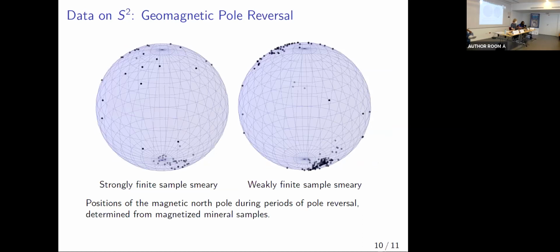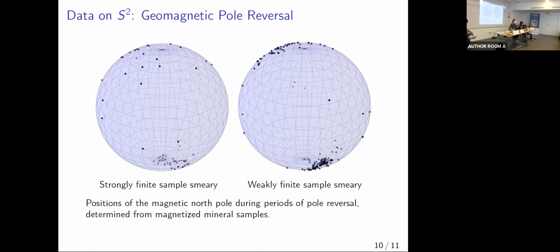And the second example is geomagnetic pole positions from rocks, where you can determine the North Pole position in the past from magnetic rocks. And there are periods which you probably know, the magnetic poles of the Earth switch every few 100,000 years.